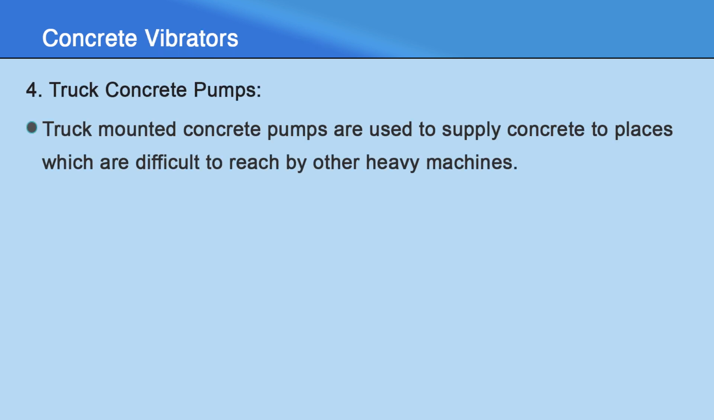Fourth, truck concrete pumps, also known as boom pumps. Truck mounted concrete pumps are used to supply concrete to places which are difficult to reach by other heavy machines. Concrete pumping equipment includes the concrete pump, heavy duty pipe, hose, and other accessories. When pressure is applied to a column of fresh concrete by the concrete pump, it forces the concrete through a lubricated pipe.